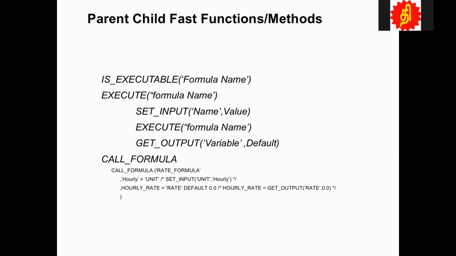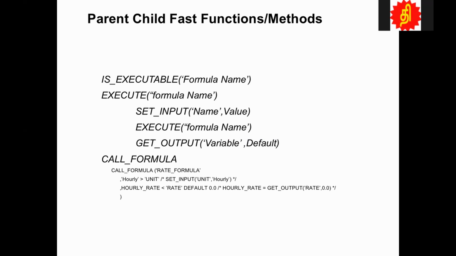There's one more method called call formula. In call formula, all three steps are included as parameters. It's a self-contained formula. The first parameter is the formula name. Then you can have a second or third parameter, whichever. The right arrow, which basically says output, is setting the input, and the other one, the left arrow, is receiving the output.